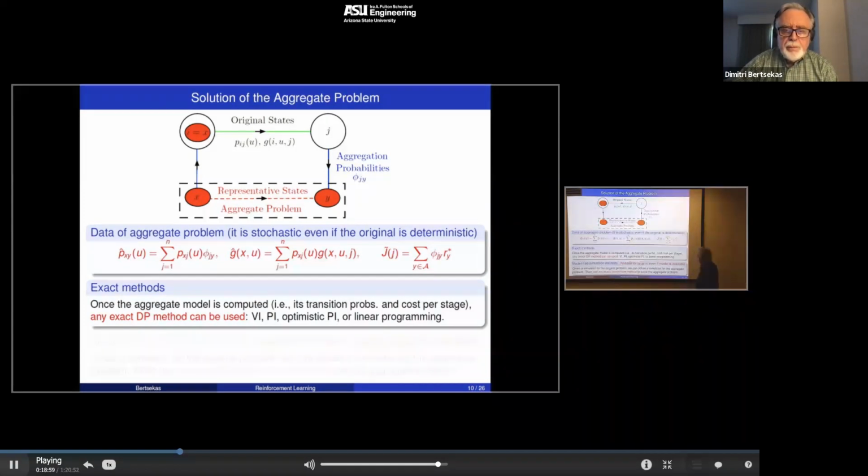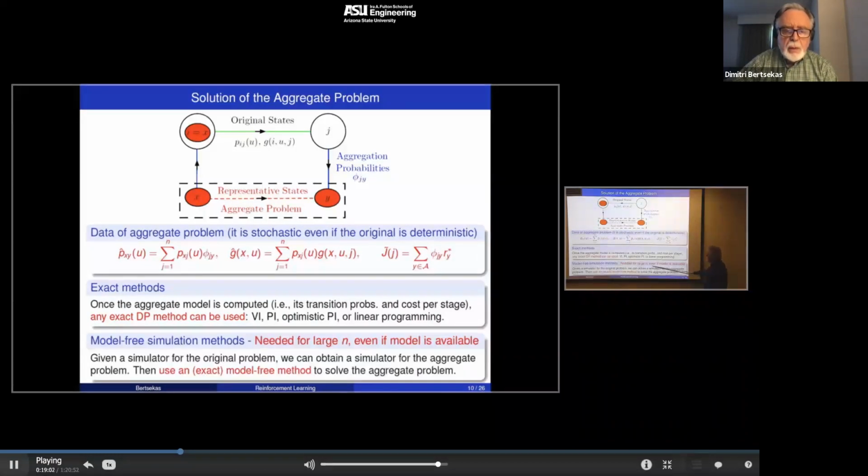Otherwise, I will need to have some different way to deal with this problem, and the way to deal with it is with simulation. If I have a simulator for the original problem, then I immediately get a simulator for the aggregate problem, because my fees are given. So all I have to do is concatenate the system transitions with the fees, and I get a simulator for the aggregate problem. So I can use this simulator to obtain an exact model-free method based on the simulation.